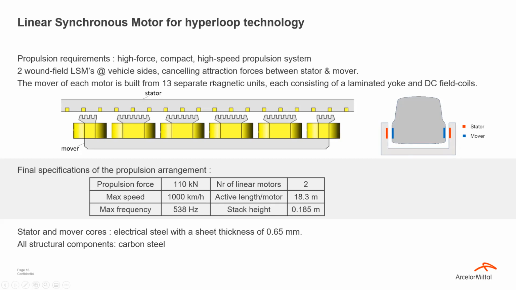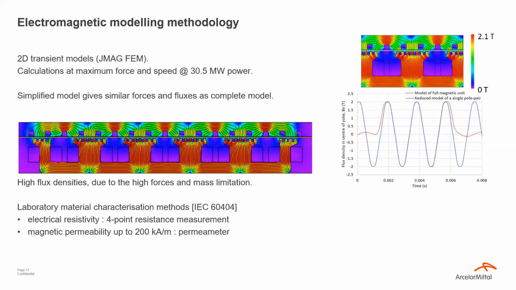There are different magnetic units. They all have laminated yokes, and these are arranged in order to have a propulsion force of 110 kilonewtons for a maximum speed, as we all know. And this is first of all calculated by using laminated solutions in 0.65 millimeter thickness and basic carbon steel for the outside. And that is done just to see how fast this leads to the increase of losses in the system and therefore reduction of the efficiency of the system.